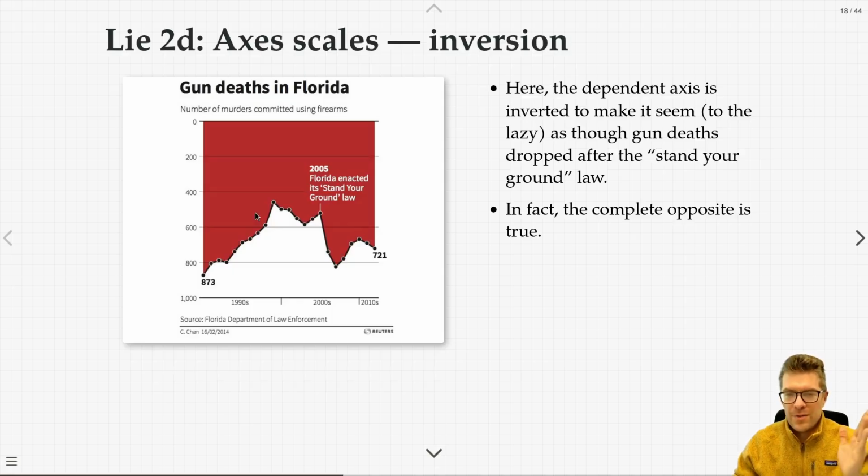But being a smart person, you look at this graph and you realize the positive numbers are going downward, right? So the further down you go, the bigger the number. In 2005, the gun deaths were a little bit over 500, and subsequent to that, the gun deaths were somewhere around 750 or so. So gun deaths had a massive jump after this law came out, but a lazy interpretation of this graph would give you the completely opposite interpretation.